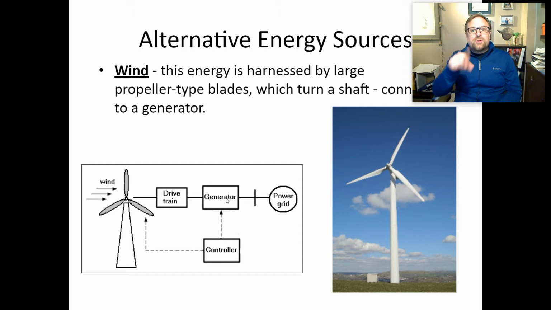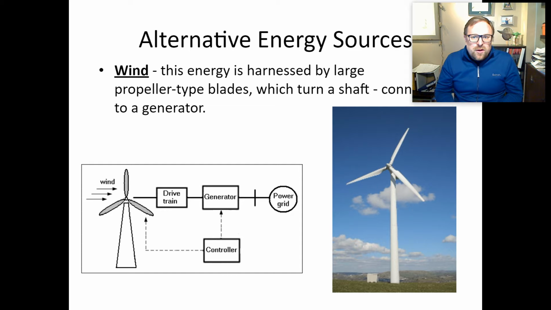So it spins the armature of the generator, and we attach that to our power grid. And these things are designed to turn to face the wind so that they maximize the amount of wind they're catching, so that they create a lot of electricity that way.